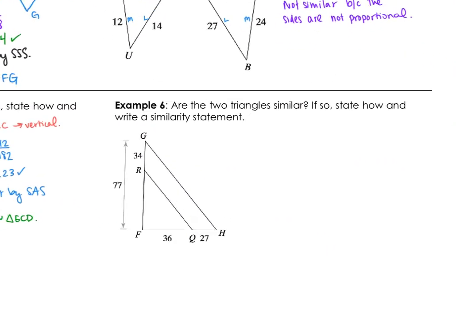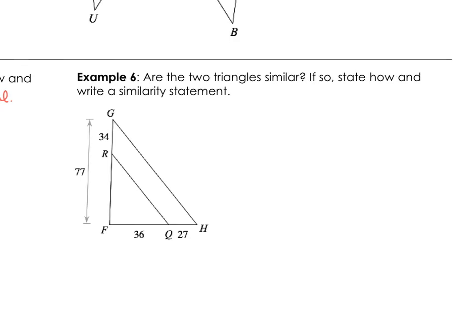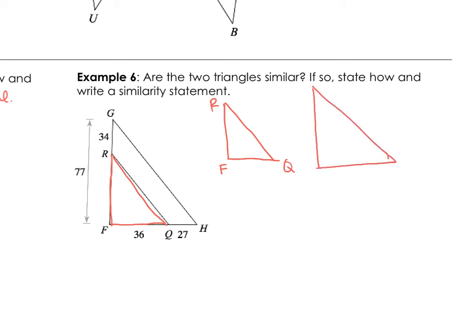Okay, the last example here is example 6. So in looking at this, again, we have overlapping triangles. So the first thing that you're going to need to do is you need to draw them separately. Okay, so I have my smaller triangle here. Okay, and that's triangle FQR. And then I have my bigger triangle, which is going to be FGH.